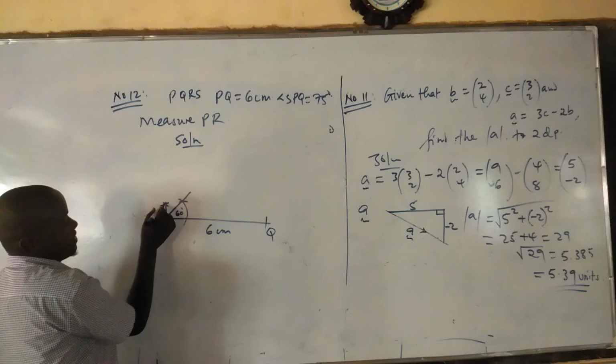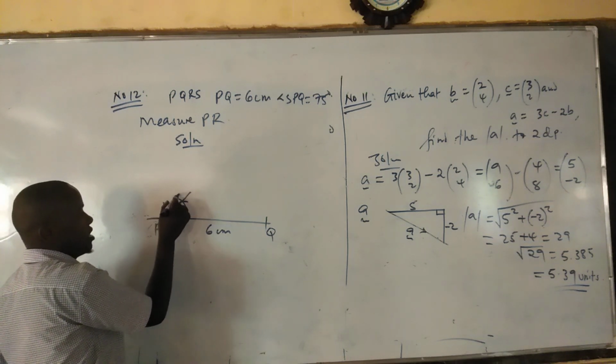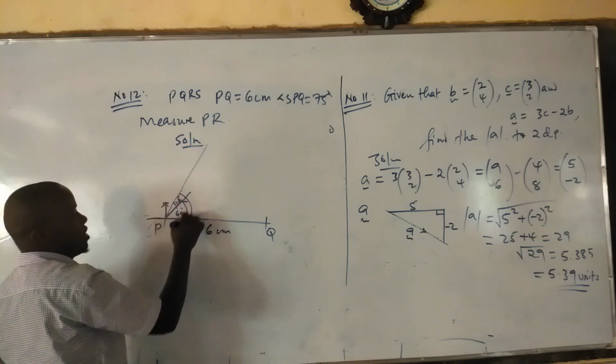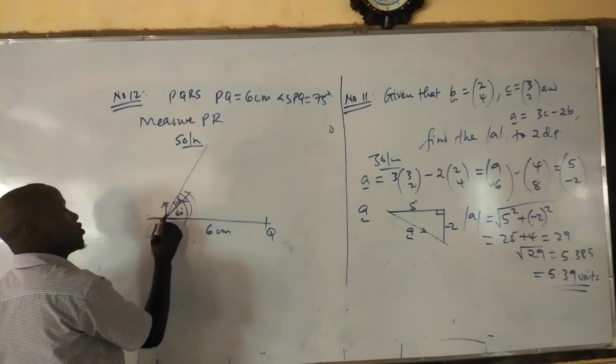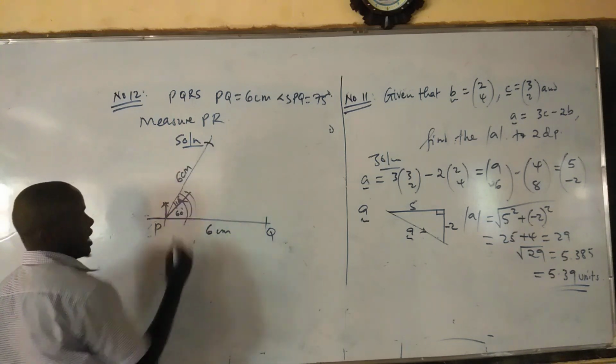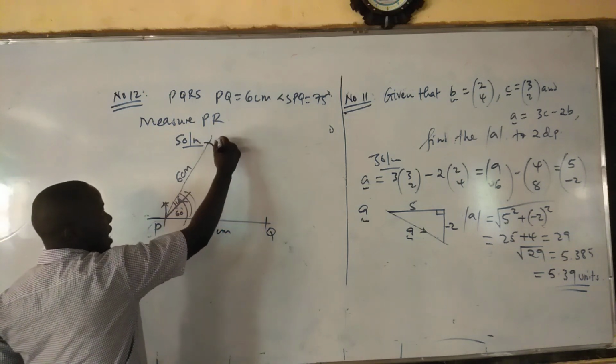Because this has remained as 30, bisecting 30 will give us 15, 15. Therefore, 15 and 60 will give us the required 75. So we measure again 6 centimeters like that to get S, because all the lengths must be equal. 6 centimeters will give us where S is.